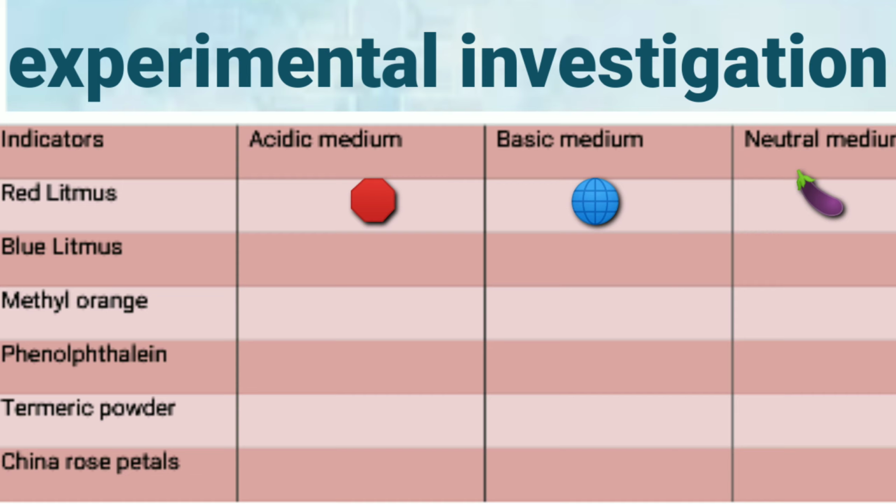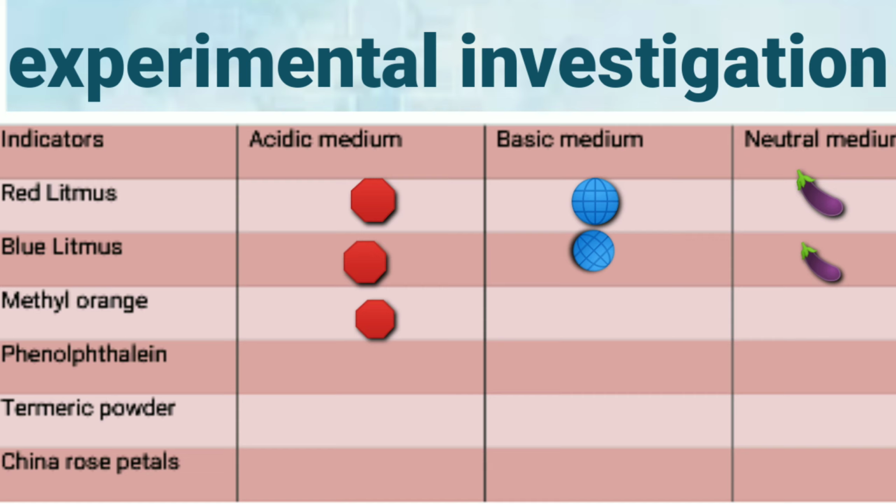Now come to the next. When blue litmus is added to acidic medium it will turn red. In the basic medium there will be no change in color, it will remain blue, and in the neutral medium its color will be purple. When methyl orange is added in the acidic medium it turns red.